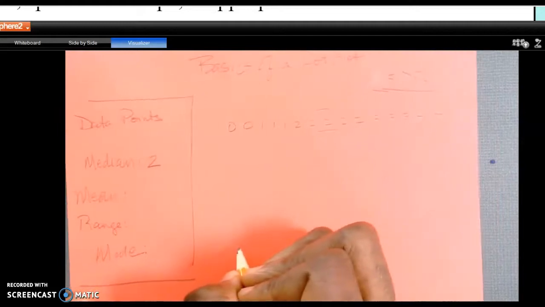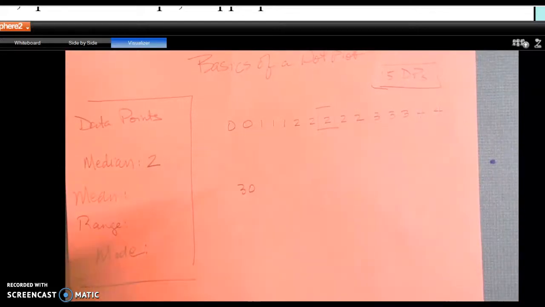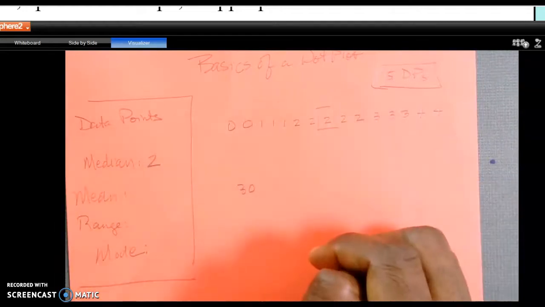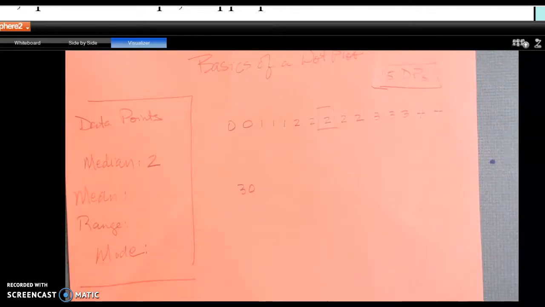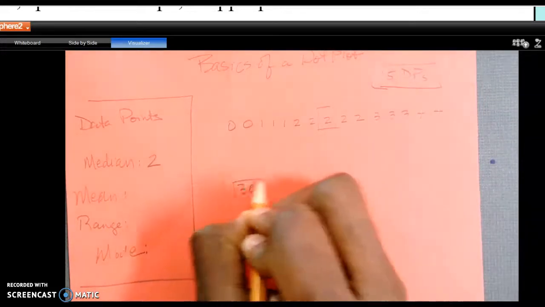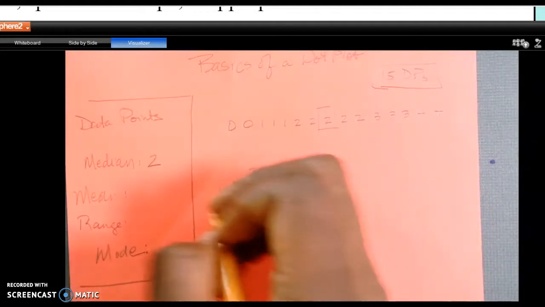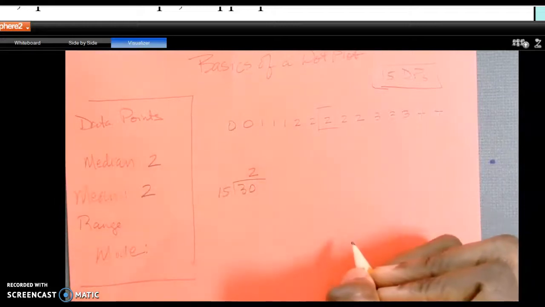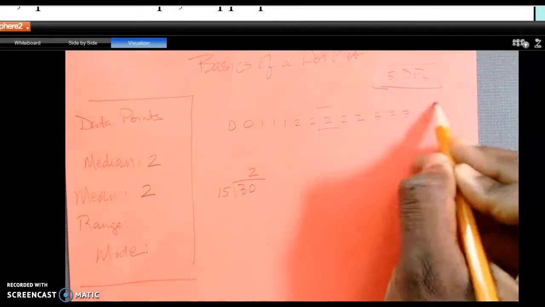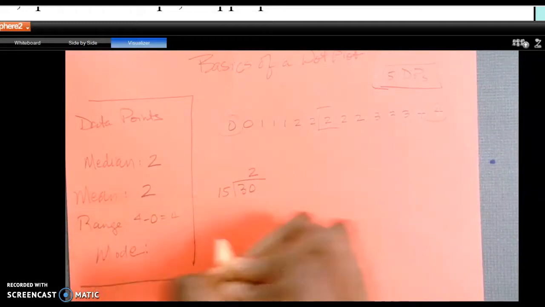If I was trying to find the mean, which is another way of saying the average, I would add up all of these values, which gives me a total of 30. In order to figure out the mean, I take the total that I added up and divide it by the number of data points, which is 15. 30 divided by 15 is 2, so that gives me a mean of 2. I then look at my range, that is my highest value minus my lowest value. So 4 minus 0 is a value of 4.